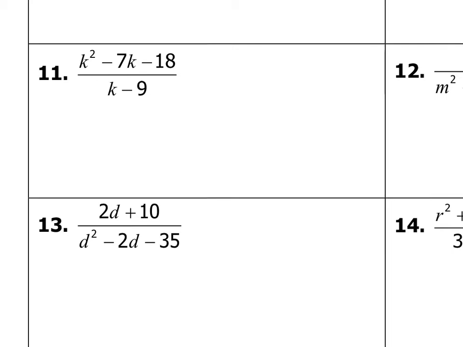We're back again. We're going to do 11 through 14 now. So a little bit different. Now we have a trinomial and a binomial. We're going to do exactly the same thing though. First thing we're going to do is factor.